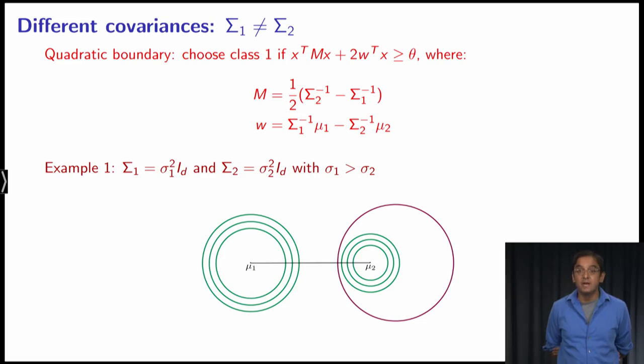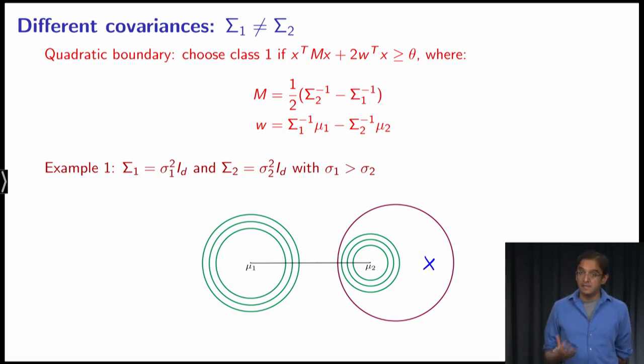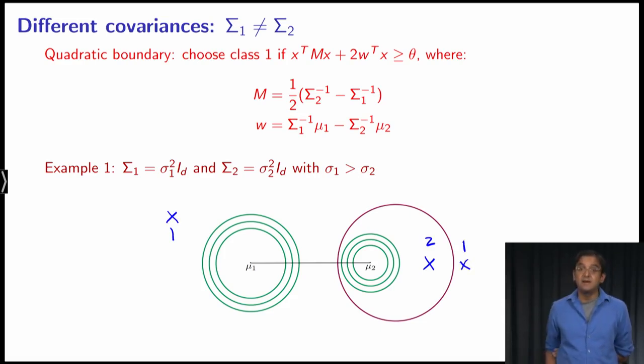The decision boundary is a sphere. Points inside the purple sphere get classified as class 2, whereas points outside the sphere are class 1. So this gets classified as 2, this gets classified as 1, and this point over here also gets classified as 1. Seems a little strange, right? Well, perhaps it'll be a little clearer if we look at a one-dimensional analog of this.